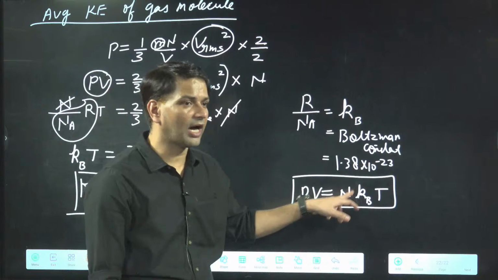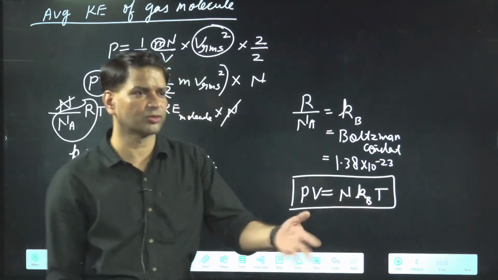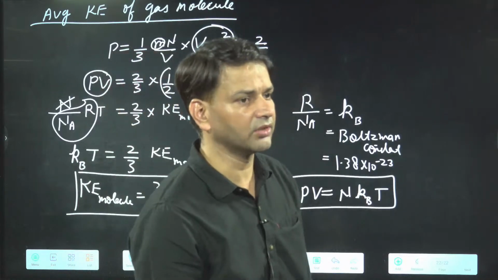Why? Kb is R by Na. N upon Na you will get the mole. So PV is equal to NKT. This is also one form of the ideal gas equation.